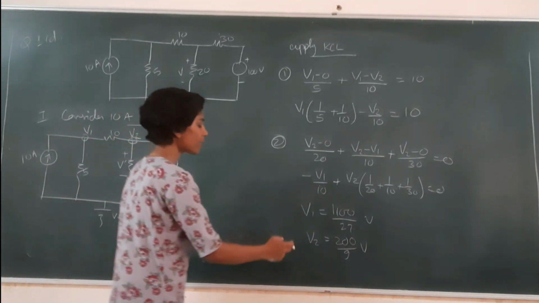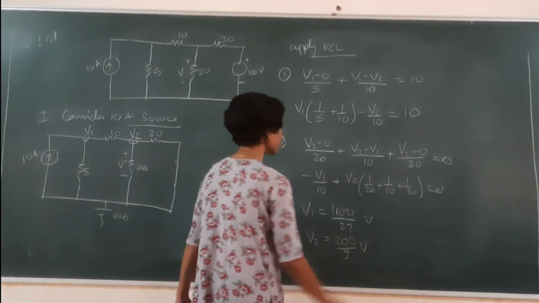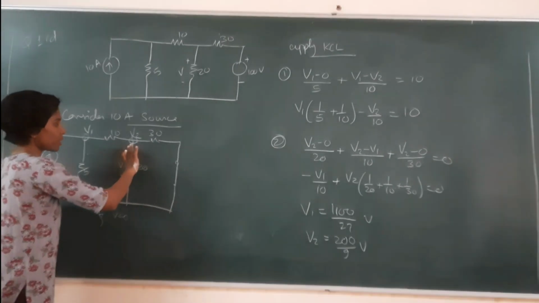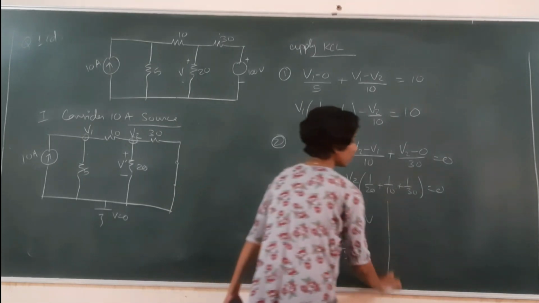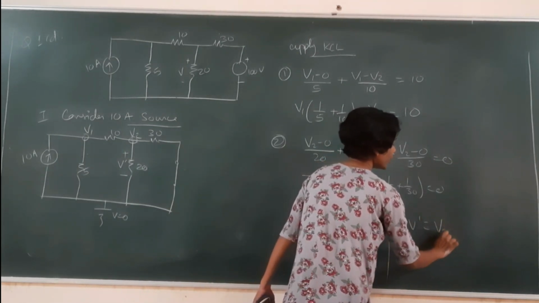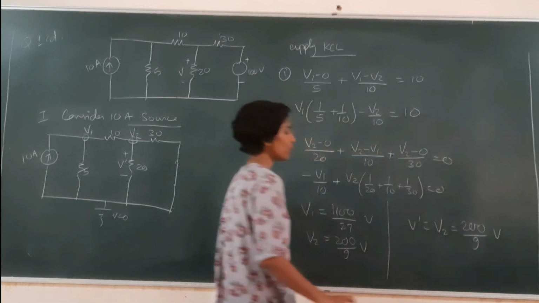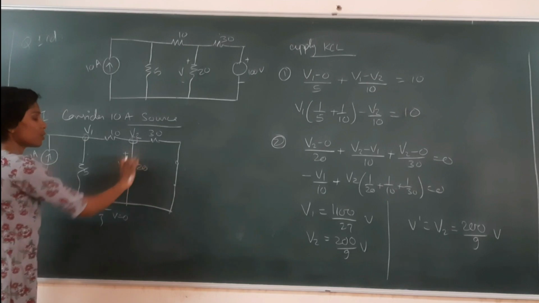So this is the answer we are getting for V1 and V2. V1 is 1100 by 27 volts, V2 is 200 by 9 volts. What do we have to calculate? We have to calculate V dash, that is the voltage of this branch. That will be equal to V2 minus 0, so V dash equals V2, that is 200 by 9 volts. That is the end of the first step. We got the value of voltage across the 20 ohm resistor.